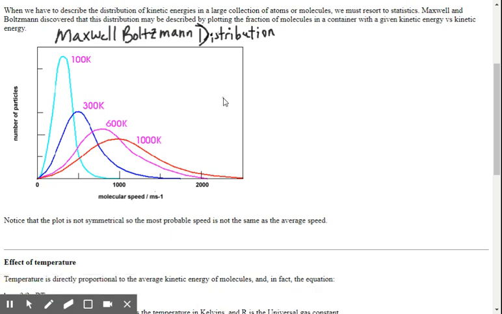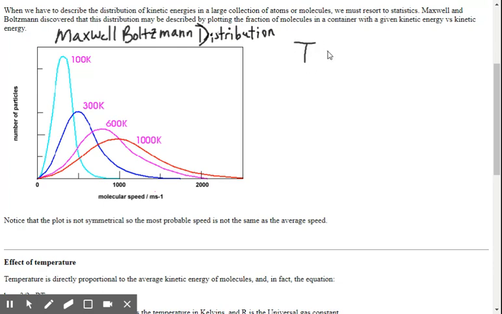Alright guys, this video is on Maxwell-Boltzmann distribution. You might have seen it on some of the Boltzmann videos that we were watching earlier in the unit. On your y-axis you have number of particles, which could also be number of molecules that are present there. On your x-axis, it'll have molecular speed.